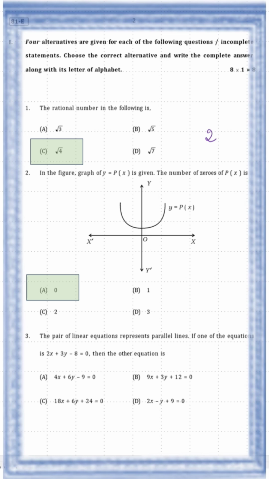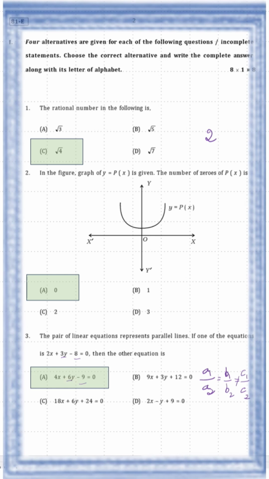In parallel lines, a1 by a2 is equal to b1 by b2, it is not equal to c1 by c2. Keep this in mind. Here 2 by 4, it is half. 3 by 6, it is also half. So a1 by a2 is equal to b1 by b2. c1 by c2 is minus 8 by minus 9, so it is not equal to a1 by a2. So option A is correct.